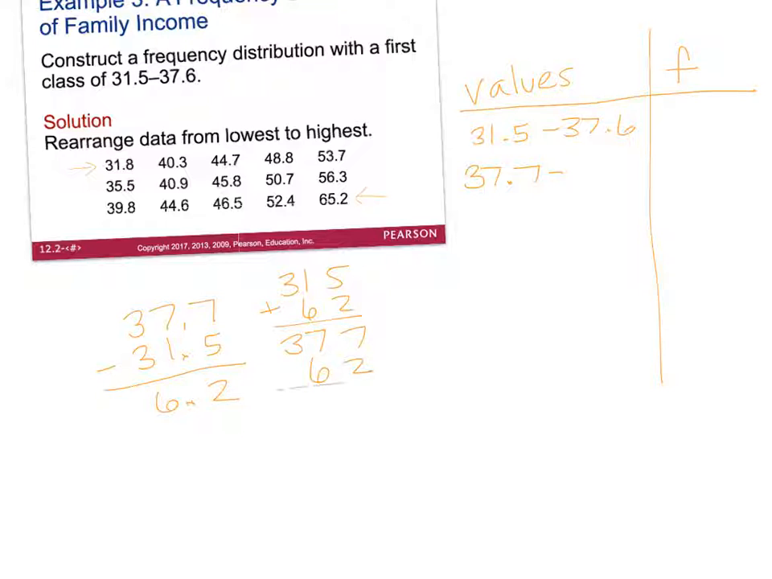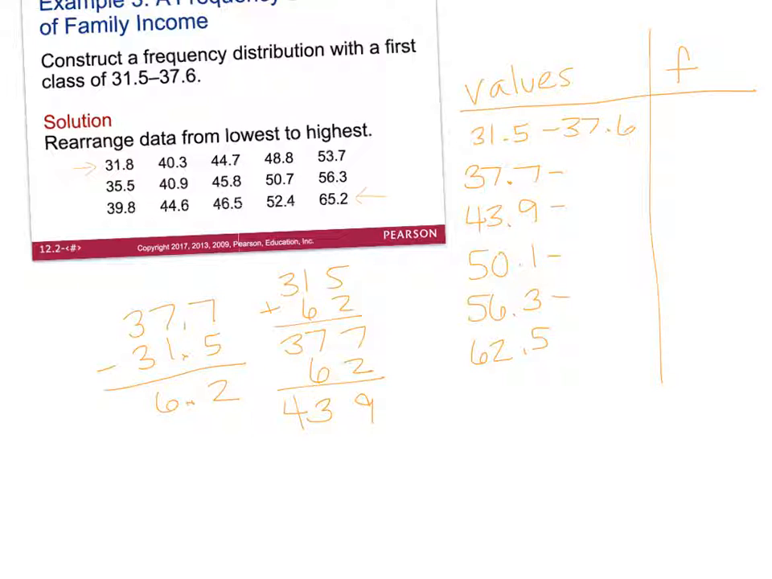Add 6.2 again, and we're going to get 43.9. Add 6.2 again, and you'll get 50.1. Add 6.2 again, and you'll get 56.3. Add 6.2 again, and you'll get 62.5.